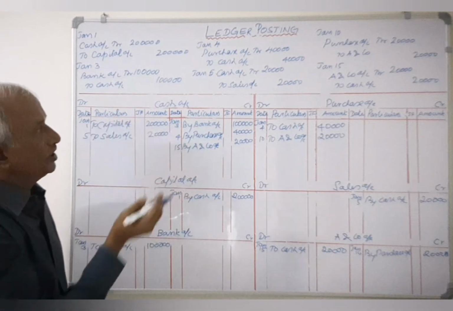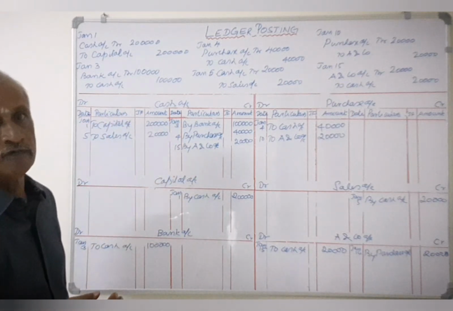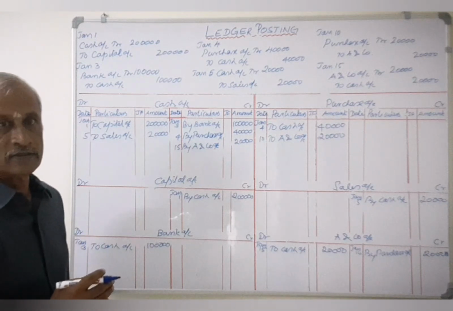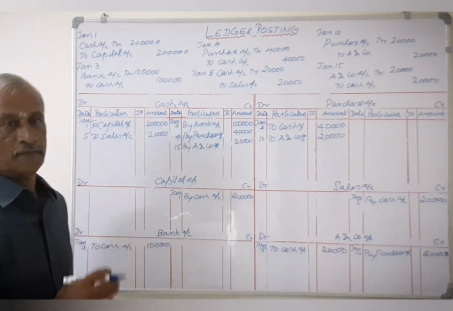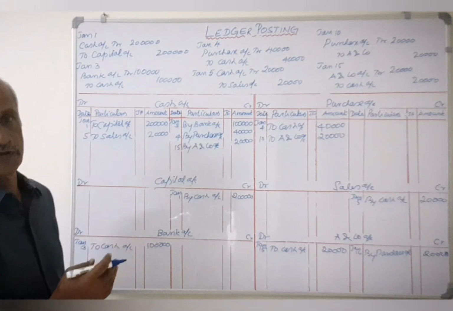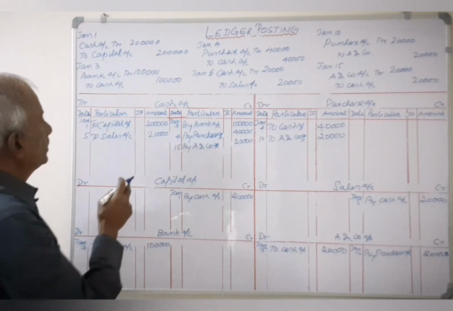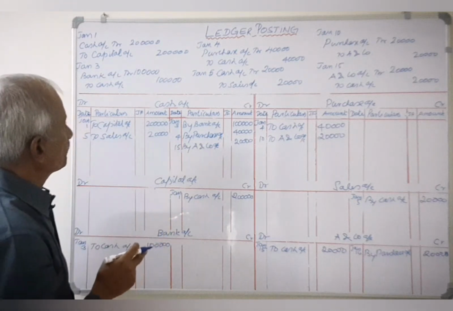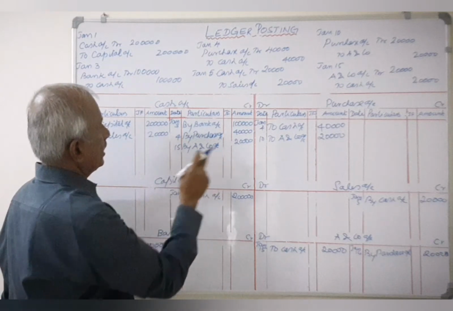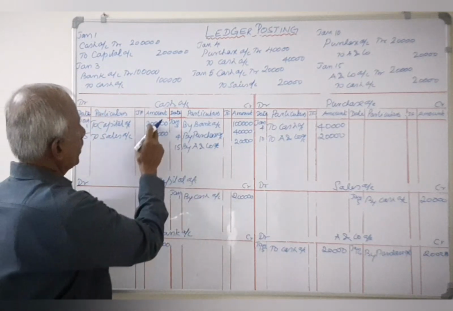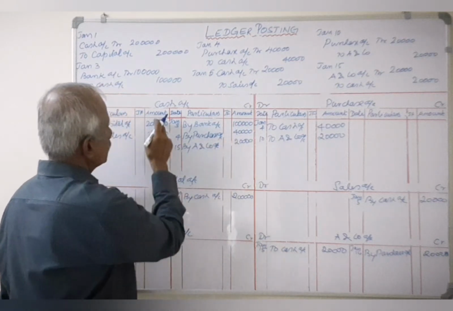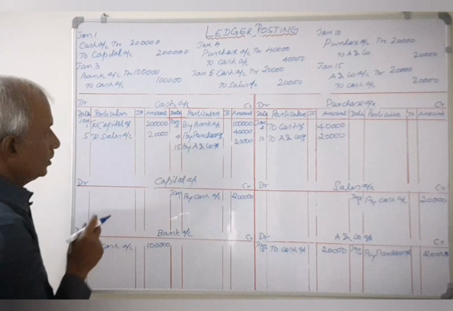So we have completed the posting of 6 journal entries. Now what is remaining is balancing the ledger. Now let us learn how to balance the ledgers. The first step is find out the heavier side of the ledger. Here you have 2 lakhs 20,000, 1 lakh 40,000, 20,000. So this side is heavier side.